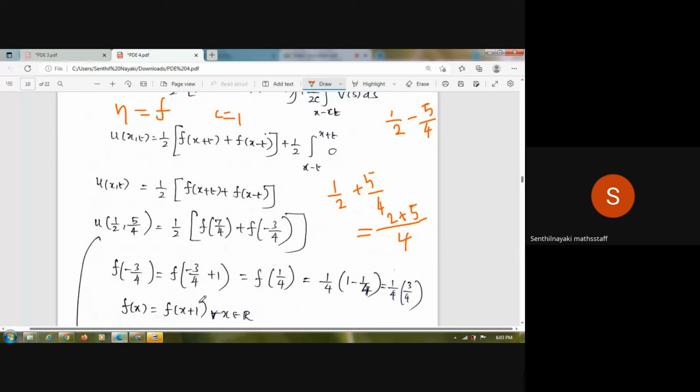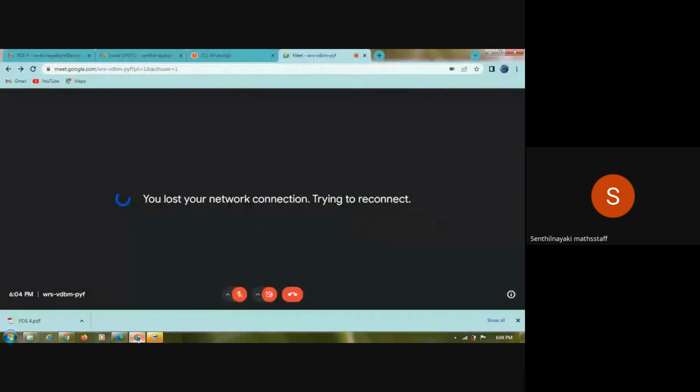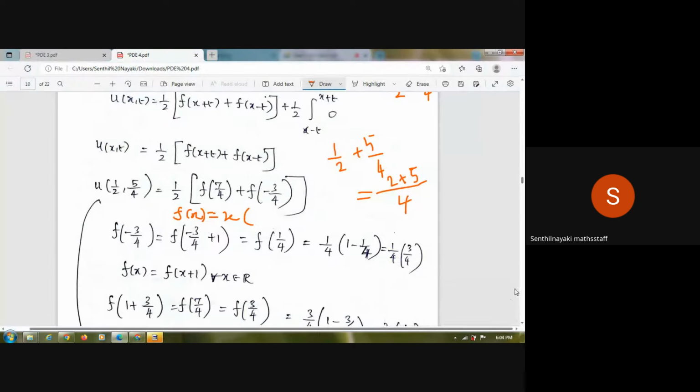What is f? f is x into 1 minus x. So in this case we have to find out the f of 7 by 4 value as well as the f of minus 3 by 4 value. So f of x equal to x into 1 minus x.